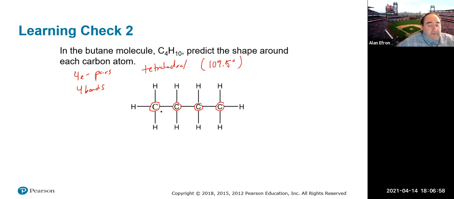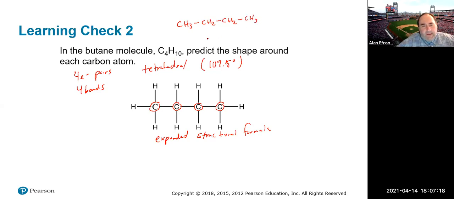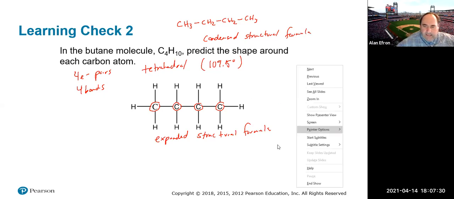If I wanted to turn this into, by the way, this is our expanded structural formula, what we got written here. If I wanted to turn this into a condensed formula, I would write CH3, CH2, CH2, and CH3. This would be the condensed structural formula. And where did I get all those things? Let me do it this way.